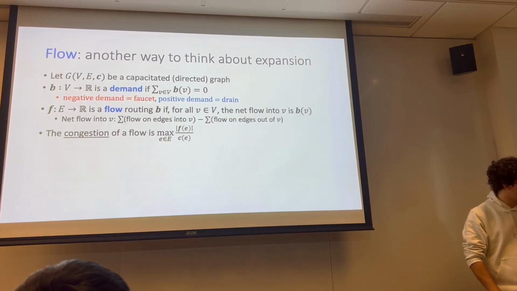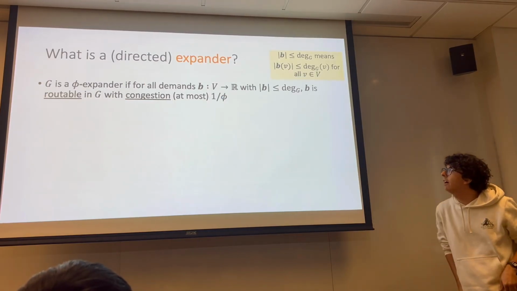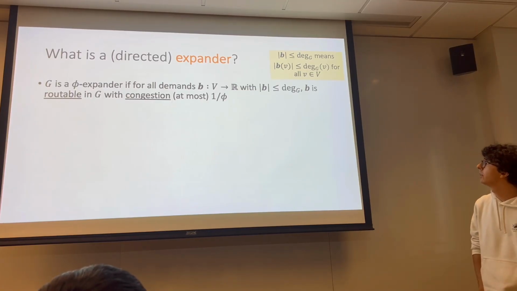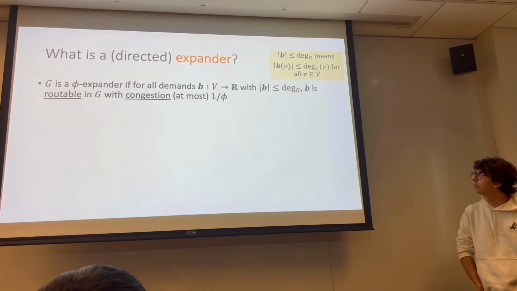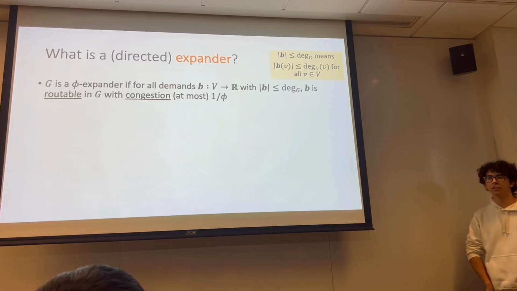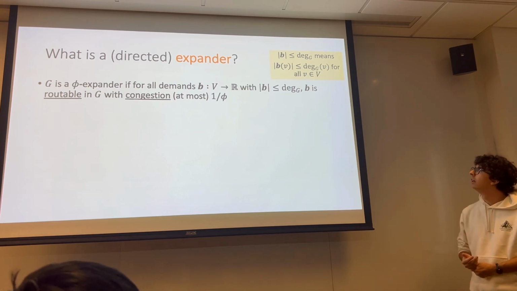Sure. Okay. So a graph is a phi expander if for all the demands, where the demand on any vertex is at most the degree of the vertex, you can route those demands with congestion at most 1 over phi in the graph. It's like there exists a flow which routes it, and the congestion of that flow is at most 1 over phi.